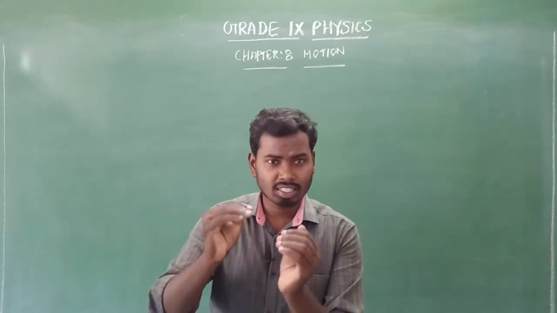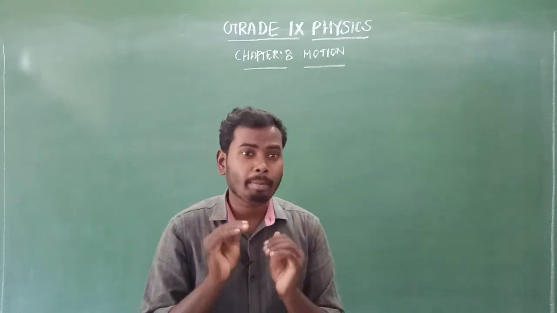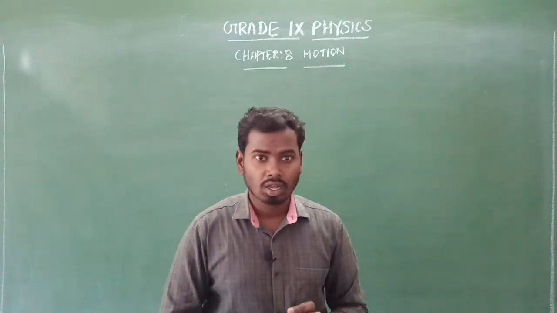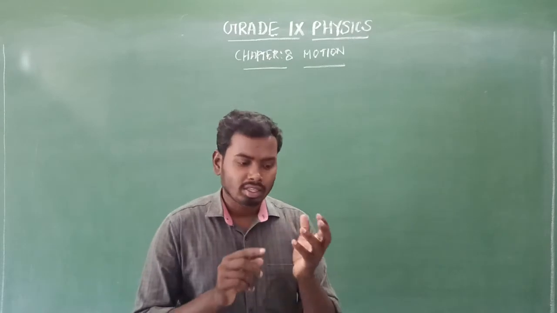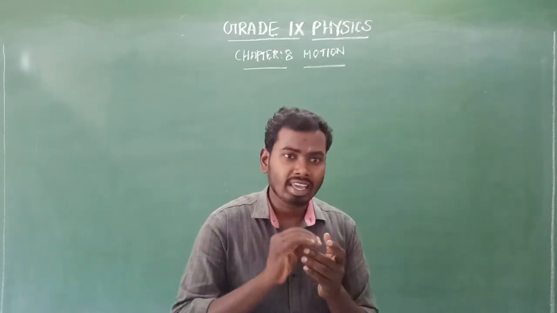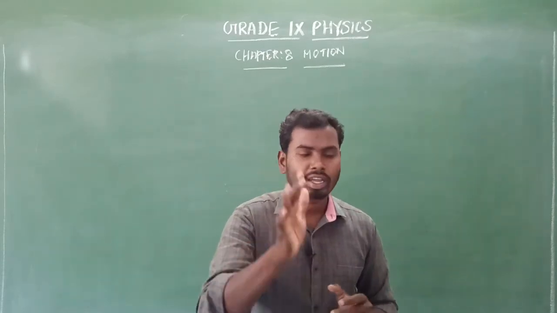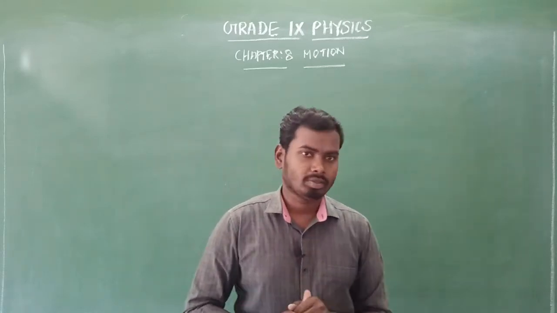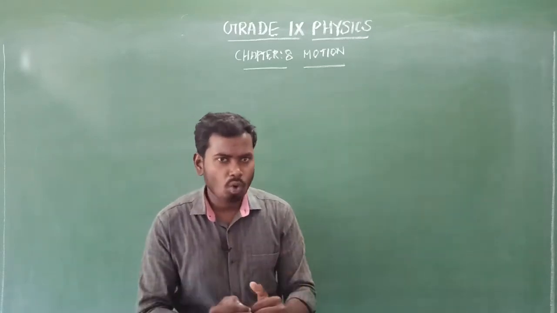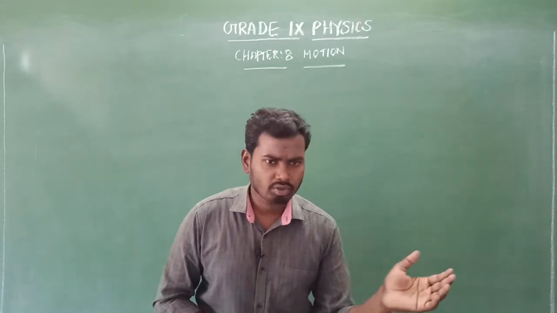Here, the distance, displacement and area all have the same meaning. Don't get confused. In a velocity time graph, the distance, displacement and area all have the same meaning. Is it clear? Yes. So till now we have seen up to this.